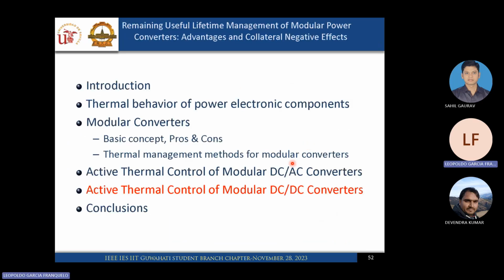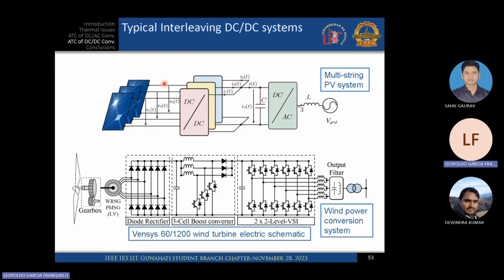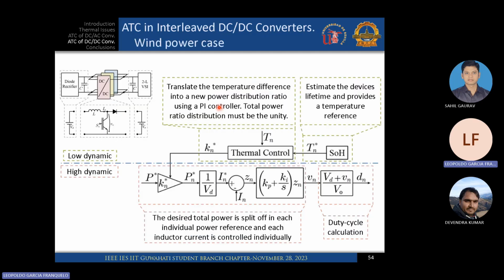So this was an example for the DC to AC converter, the CHB. For the active thermal control of DC to DC converters, we can do the same. Here is a multi-string PV system as another example, where we split the power, in this case in 3, but of course this can be done with more. Then we can do similar things. Let me go to something like this first.